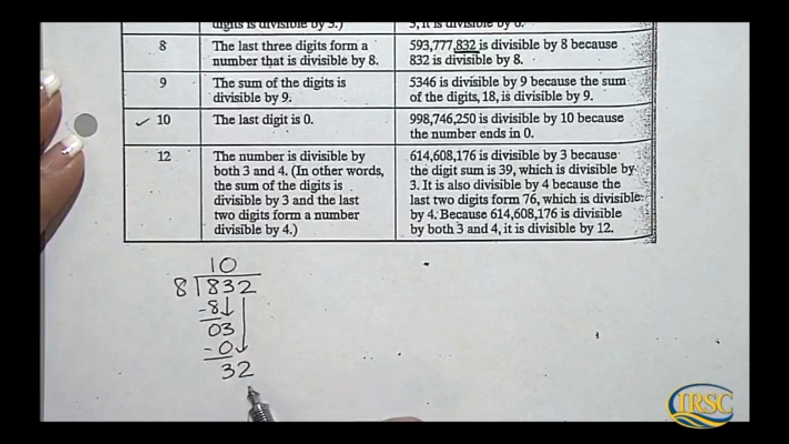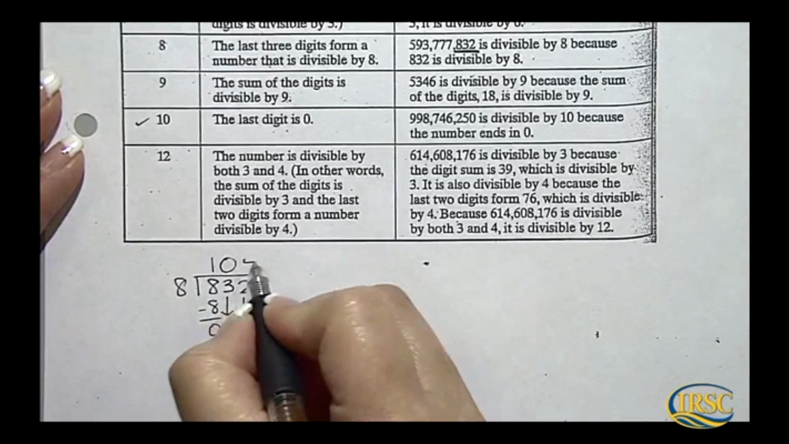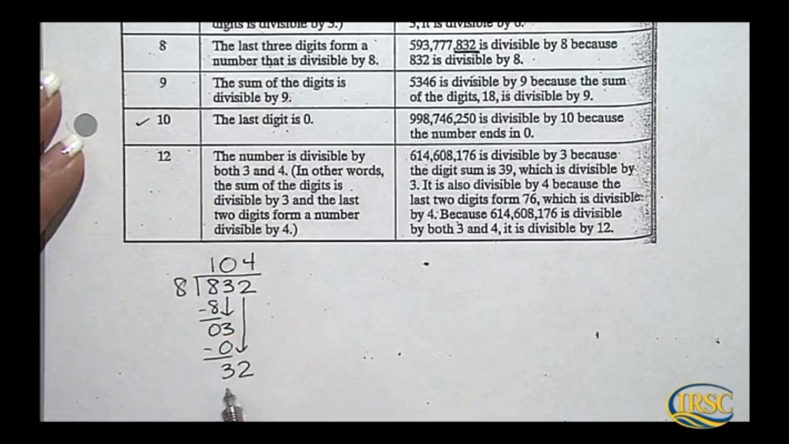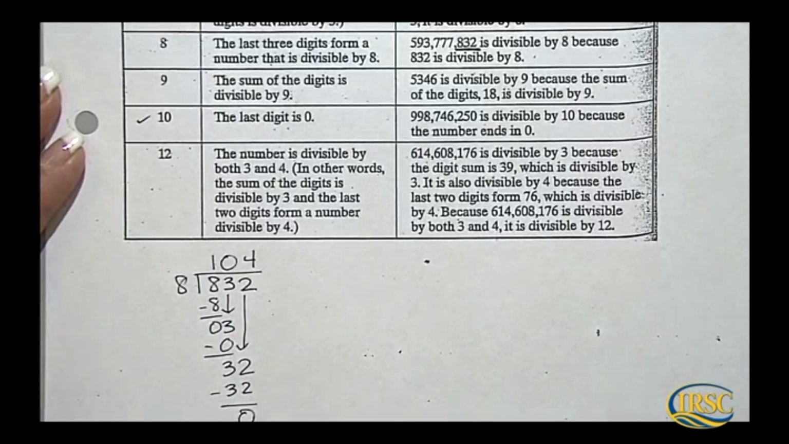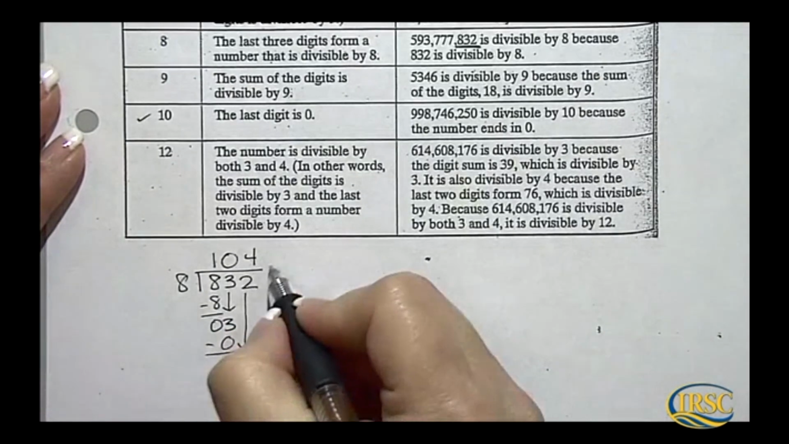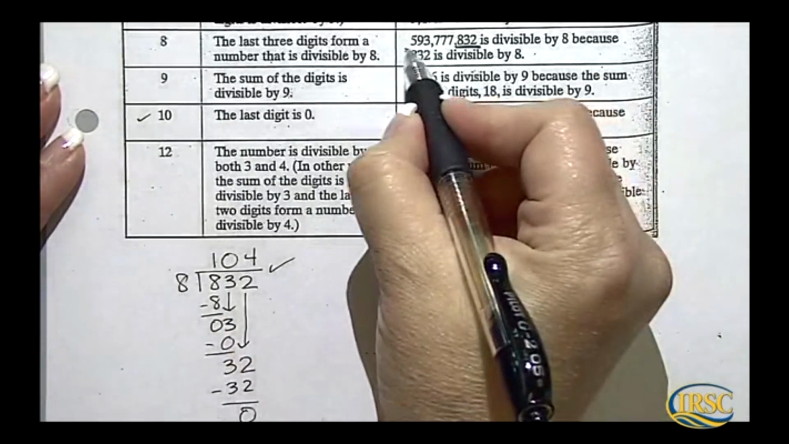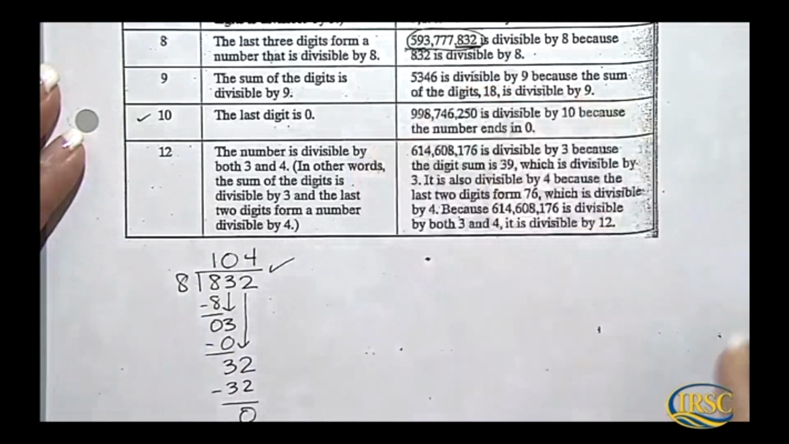So 8 goes into 32 4 times. And then 4 times 8 is 32, and you have a remainder of 0. So that's what tells you that it is divisible, that remainder of 0. So therefore, this checks out, and that means this really big number is also divisible by 8.